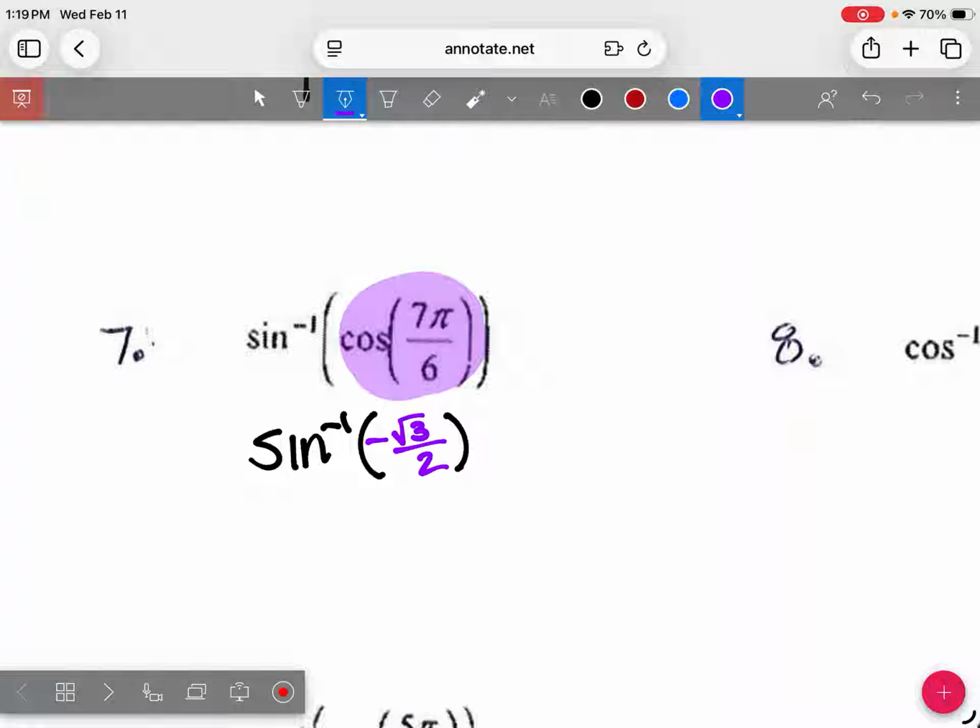Okay. Now we're going to answer the inverse sine. Looking at quadrants 1 or 4, what angle has a sine of negative root 3 over 2? What'd you say, Miles? Has to be a negative angle. I think I heard you, but I don't know. Yep, negative pi over 3. That would be the final answer.